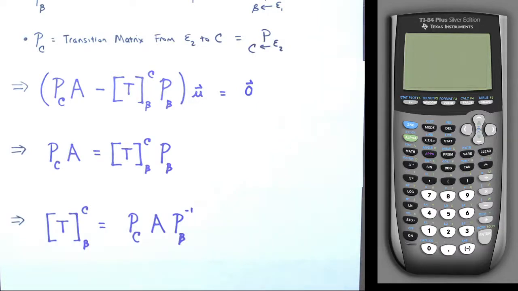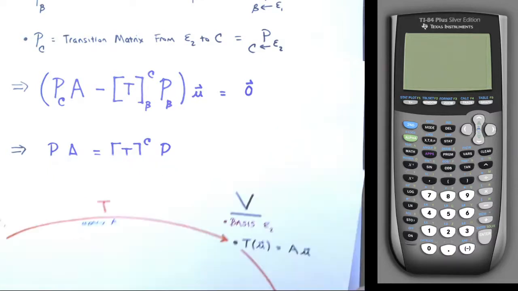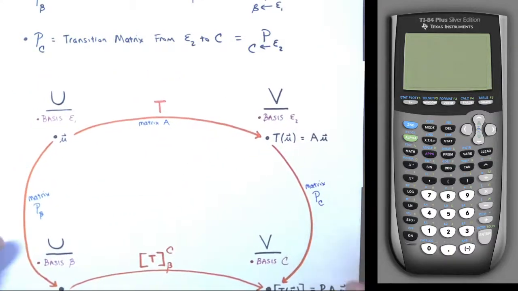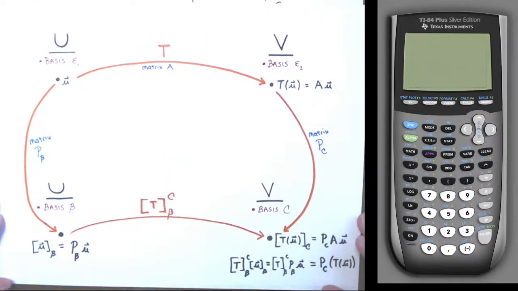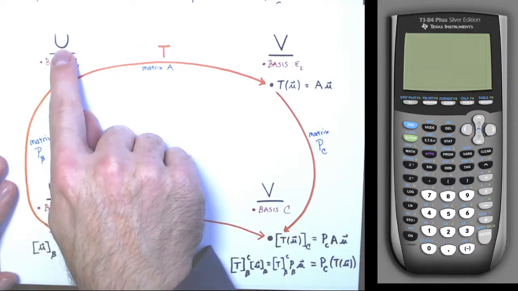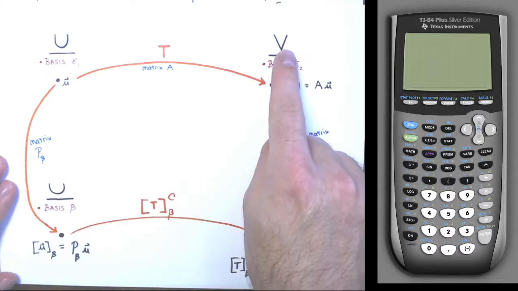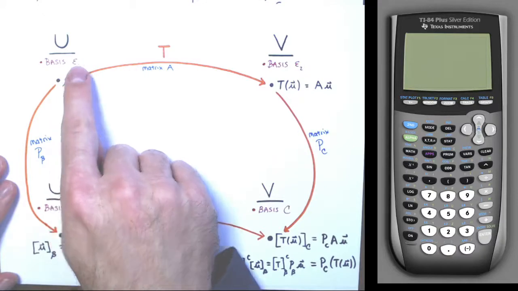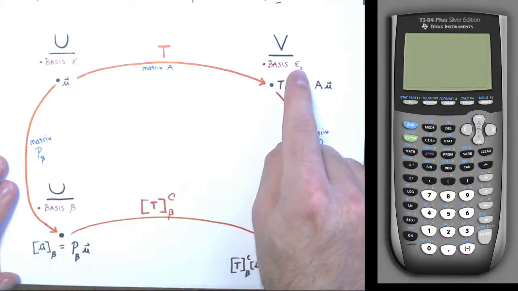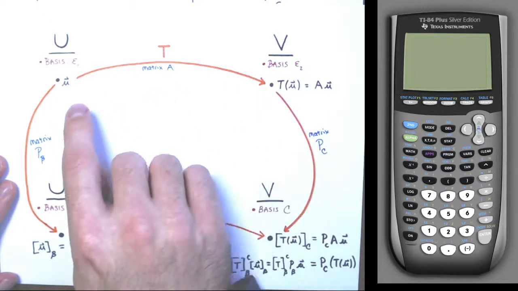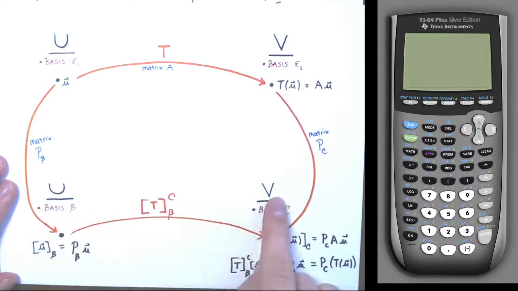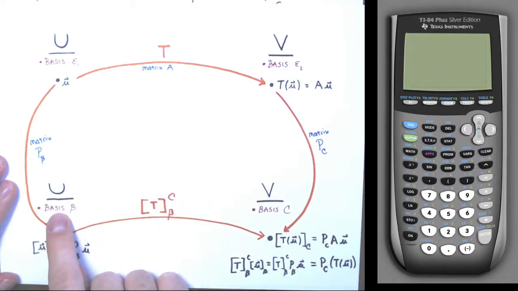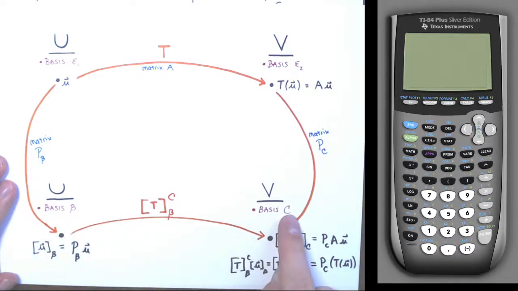Before I get to the linear operators, there was also this picture that I had up in a previous video showing you how this kind of worked. Up here I have vector space U and vector space V with respect to the standard bases, basis E1 and basis E2. And down here I have the same vector spaces U and V, but we're looking at coordinates with respect to different bases, basis B for U and basis C for V.